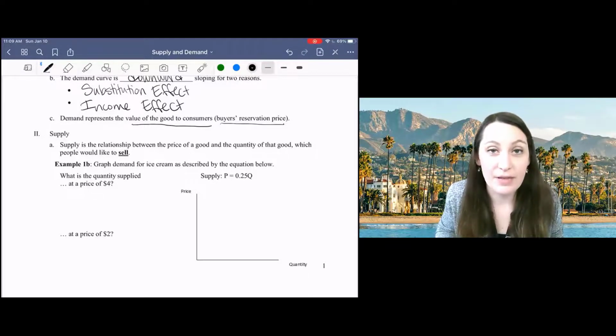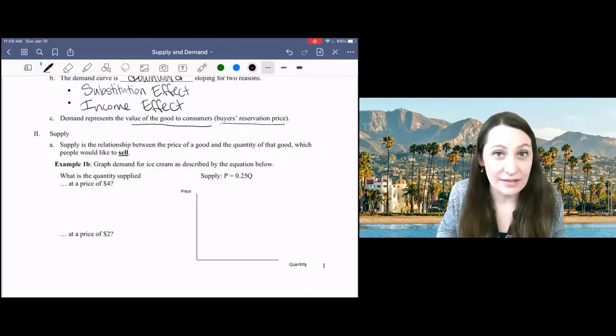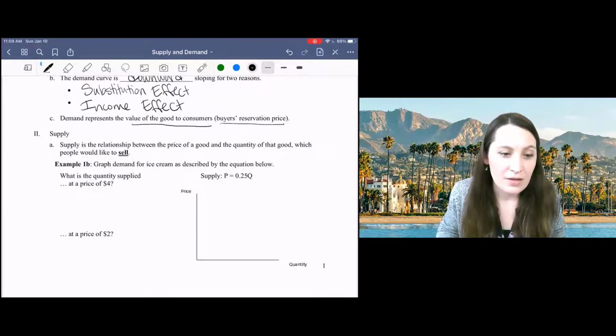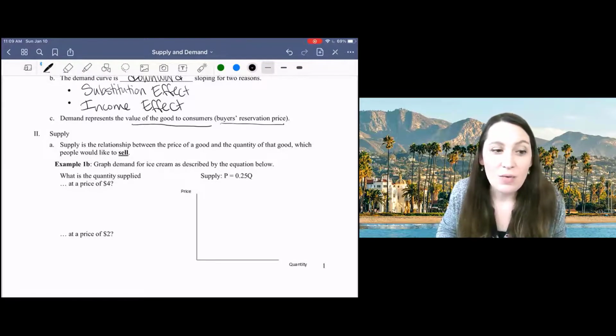Unlike demand, the supply curve will always be upward sloping. It will have a positive slope. Again, we will only have linear equations here, so the form y equals mx plus b is useful. If we look at this example, we have a supply equation for ice cream, P equals 0.25 Q.